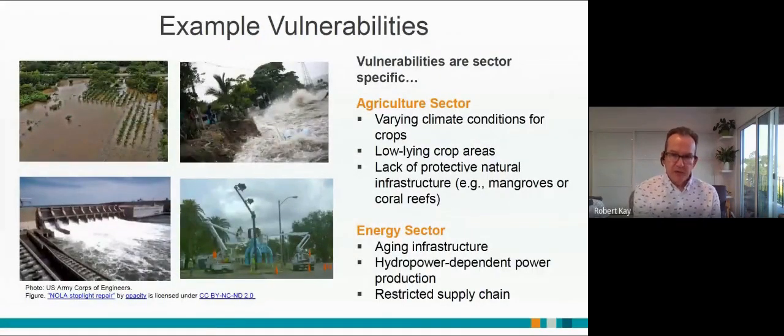All right, so just coming back to some example vulnerabilities here again, picking on the agriculture and energy sector, and you can see them there. These are both climate-related vulnerabilities and, if you like, underlying vulnerabilities from the infrastructure processes themselves, and you can read each one of them.